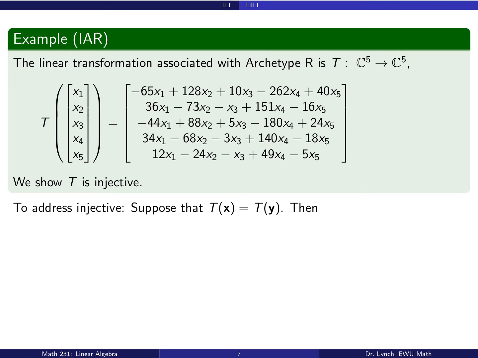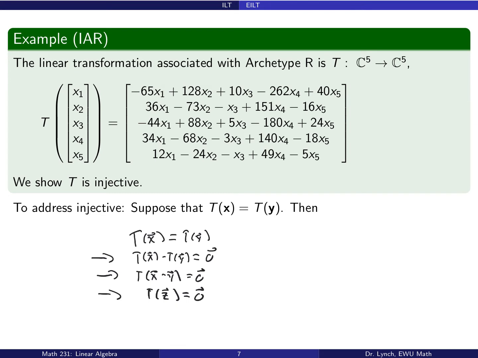Okay, so for this example, the linear transformation associated with archetype R, we'll go ahead and show that it is injective. Let us suppose that T of x equals T of y. From that statement, since the transformation is linear, we can come up with a slightly different equation. So if T of x is T of y, then T of x minus T of y had better be 0. Of course, this implies, since linear, that T of x minus y had better be 0.